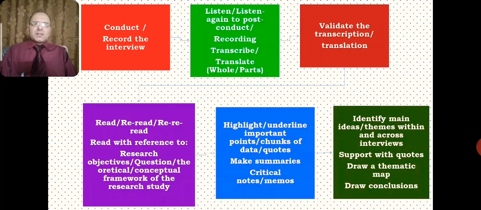Generally, a PhD or an MPhil thesis or a research paper, qualitative research paper, will generally have from 5 to 10 main themes. And so there will be representative quotes related to those main themes and to the sub-themes within those main themes. And another very useful thing to do in thematic analysis is basically to draw a thematic map.